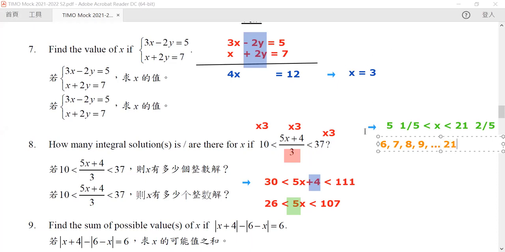So how many numbers are there? This is equal to 16 numbers. You can count directly, and hence our answer. How many integral solutions are there? 16.